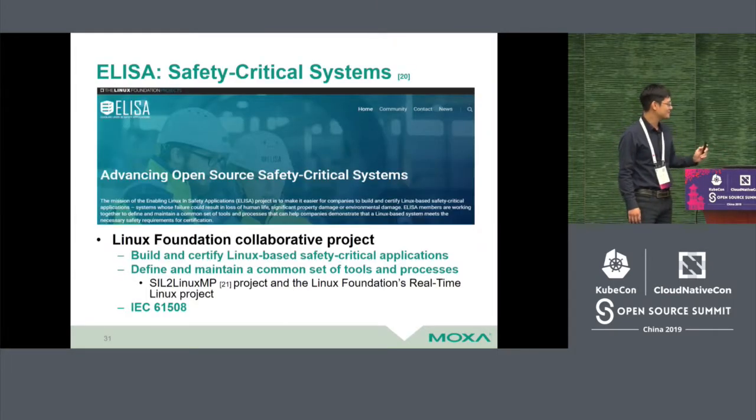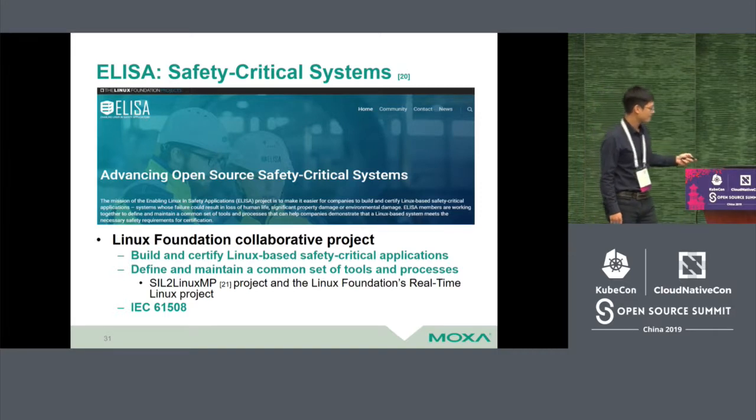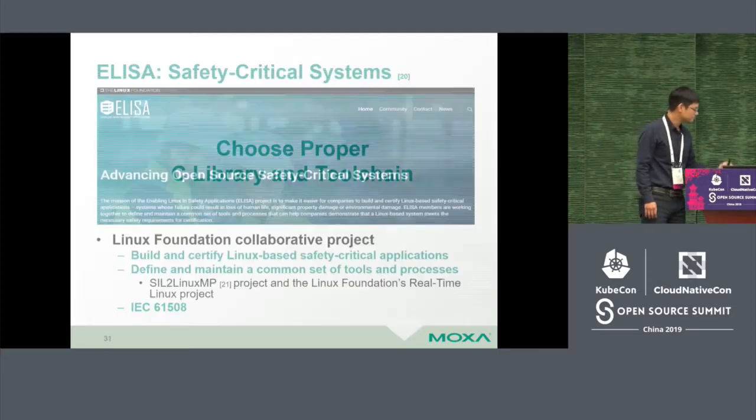The next is user space. I want to address ELISA. It's a safety-critical systems project. This is also a Linux Foundation collaborative project. This project aims to provide a solution for functional safety applications. So it uses SIL2LinuxMP and real-time kernel insights to fulfill the IEC 61508 standard. So if you are focused on functional safety, you can have a look at this project and SIL2LinuxMP and the real-time kernel.